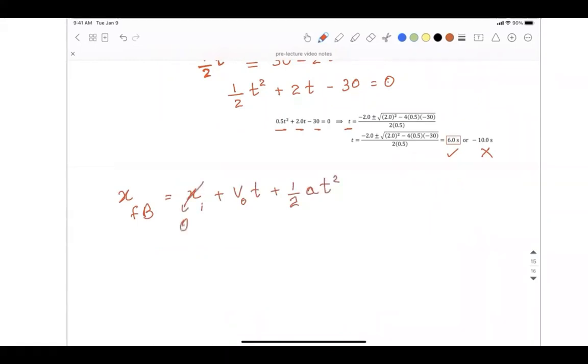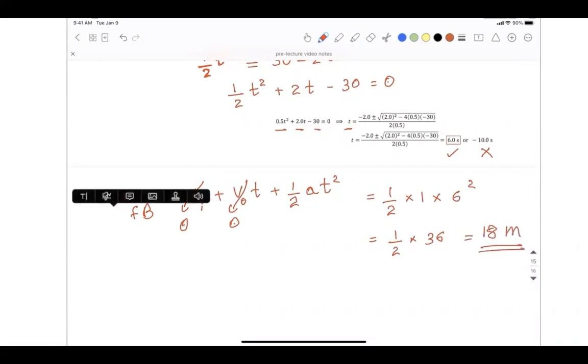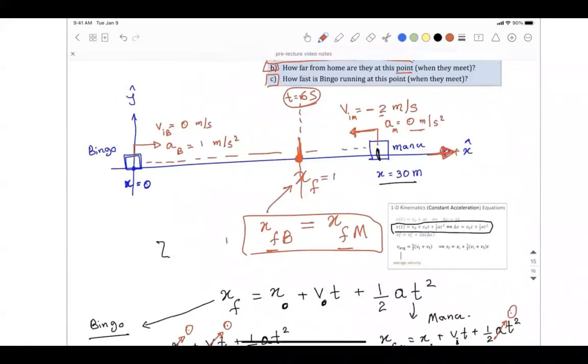X initial for the bingo is 0. V initial for the bingo is 0. We have 1/2 times 1, the acceleration for the bingo, the dog, times 6 squared. We have 1/2 times 36, which is equal to 18 meters. That is the final location when they meet. In our diagram, this guy becomes 18 meters when they meet each other somewhere here. Not exactly the middle, which is 15, a little 3 meters from the middle towards Manu, because this guy is accelerating while Manu is with a constant speed.